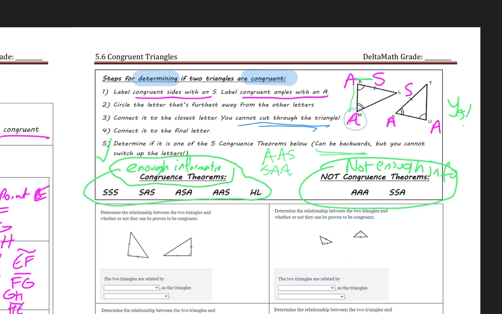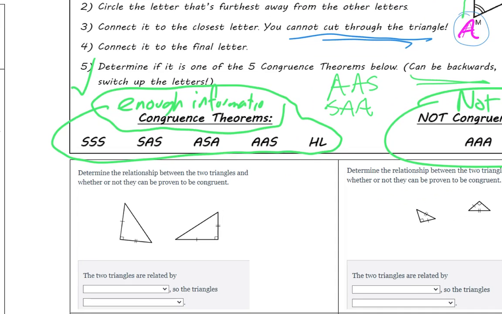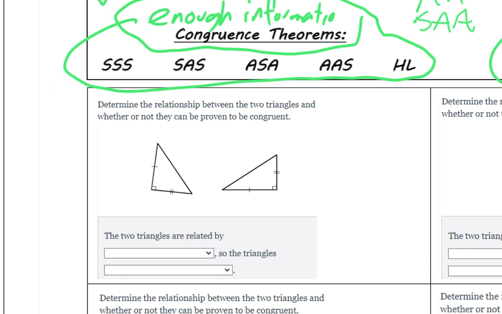Okay. All right, so that's what we're going to do. So let's get right into this. So we said if it's one of these, we're going to label which ones are congruent, the angle or the side, with an A or S. We're going to circle the one that's farthest away. Then we are going to connect it to the next letter, and then connect it to the final letter and see if it's one of these. If it's one of these, it's enough. If it's not this, if it's one of those, it's not enough. Okay, so let's get right into this right over here. It says determine the relationship between these 2 triangles and determine whether or not they can be proven congruent. So if it can, it's going to be one of these.